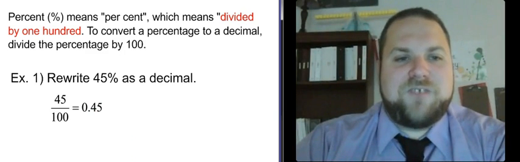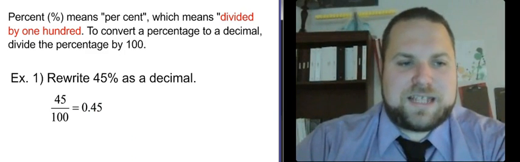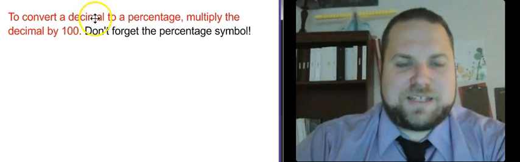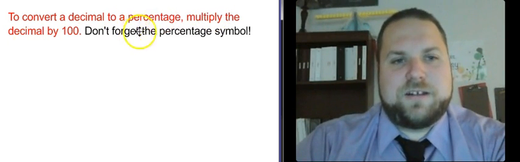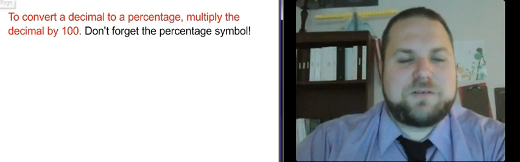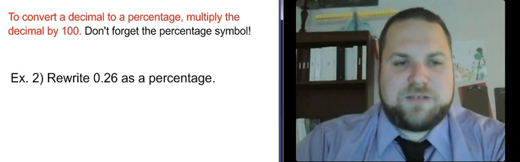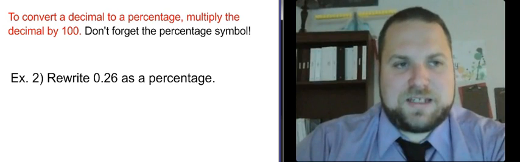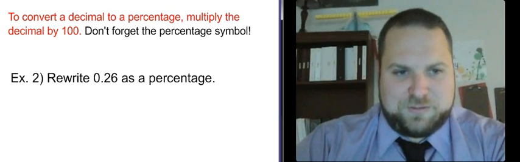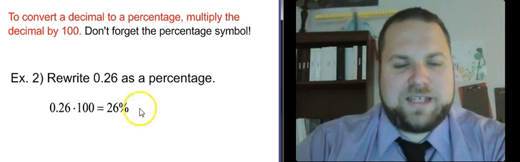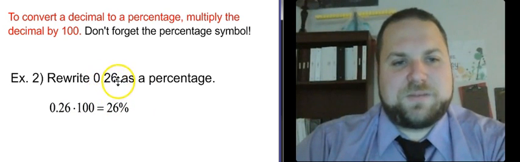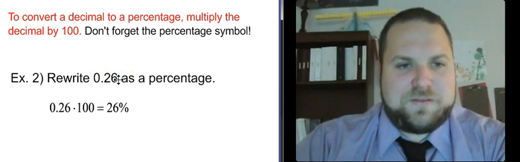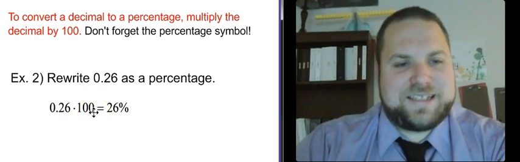Now, if I divide by 100 to go from a percent to a decimal, if I want to go from a decimal to a percentage, I do the opposite. I multiply by 100. And don't forget your percentage symbol afterwards. So example 2 asks us to rewrite 0.26 as a percentage. In order to do this, all we have to do is take 0.26 times 100, and we get our percentage, 26%. And again, notice I've just moved the decimal point two places through the magic of multiplying by 100 in a base 10 system.